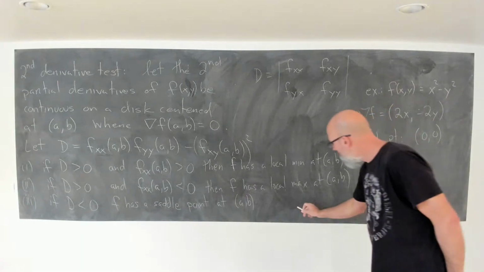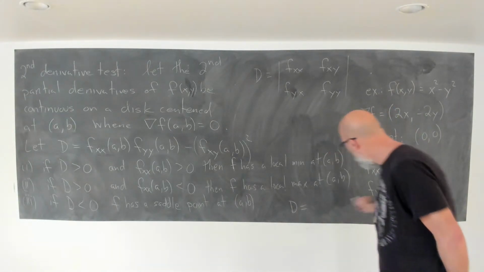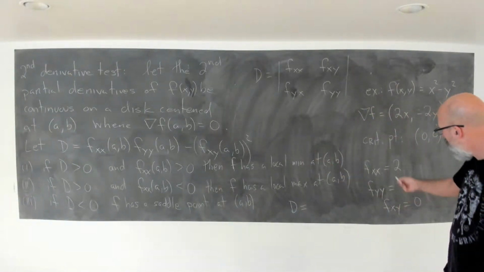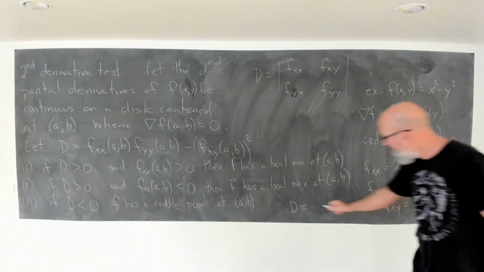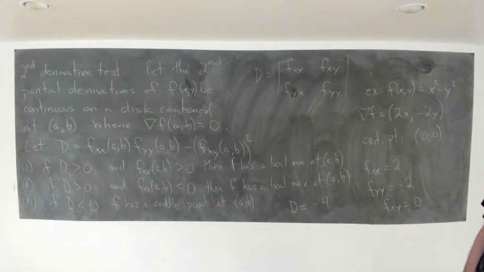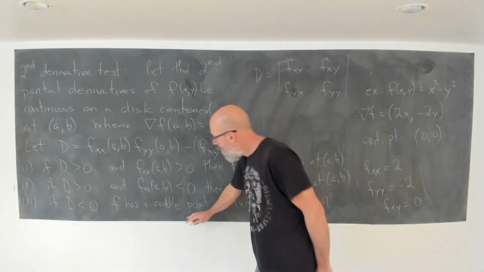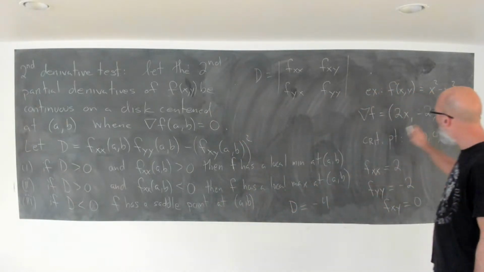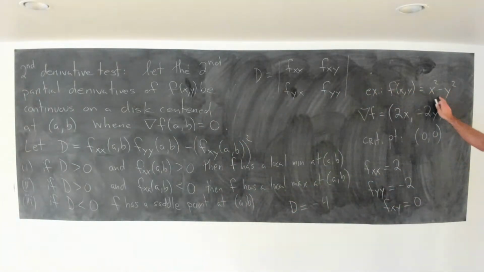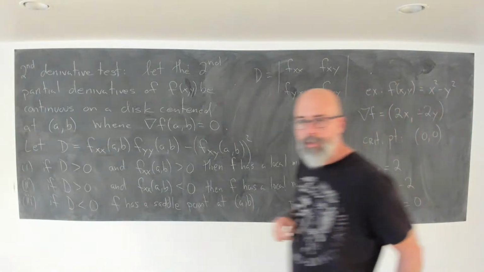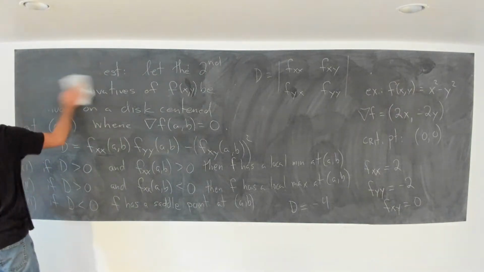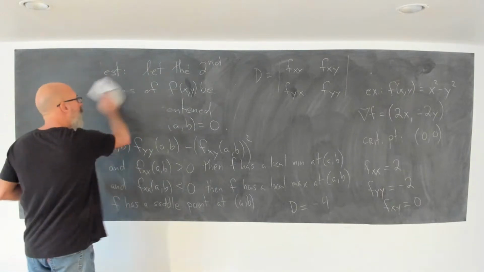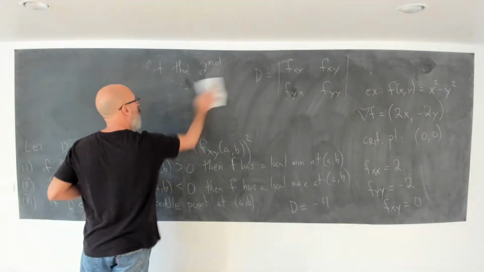So what is D in this case? D, which is f_xx f_yy minus this squared, is easily seen to be minus 4. So D is negative. So f has a saddle point here at the origin. Let's graph this function to understand what the graph looks like, and this will explain the word saddle point.